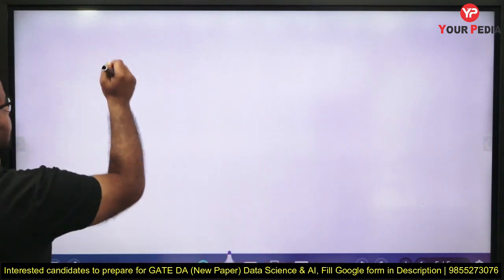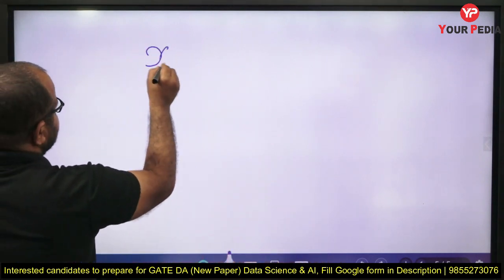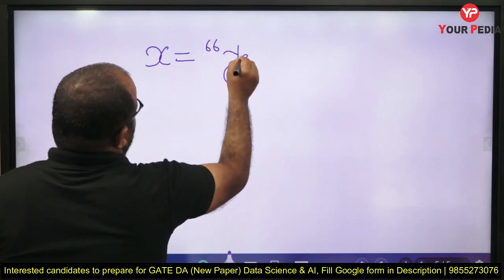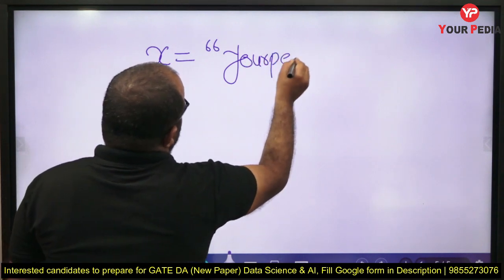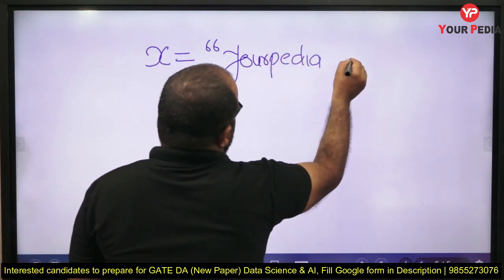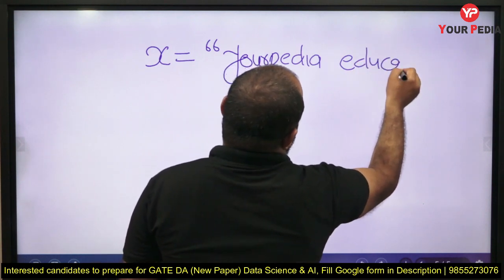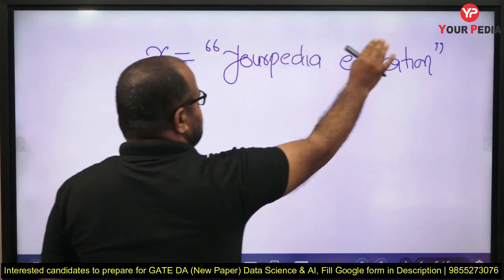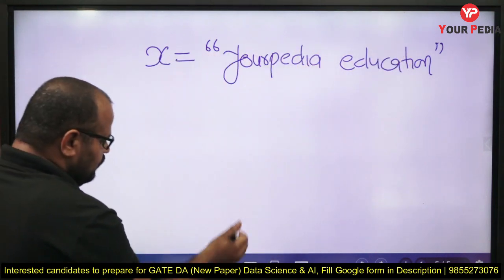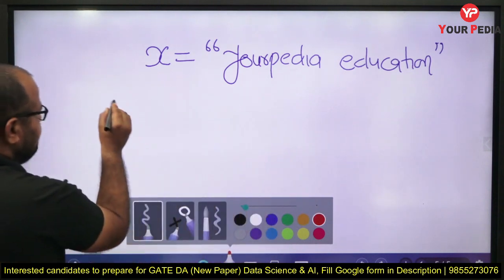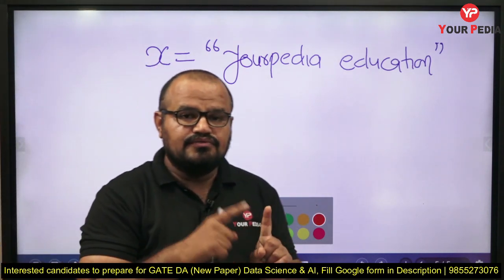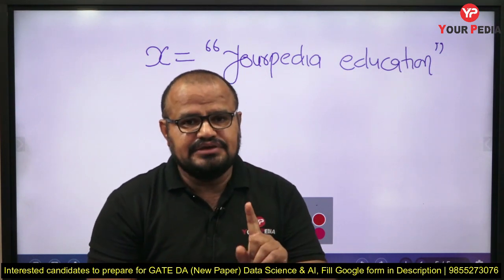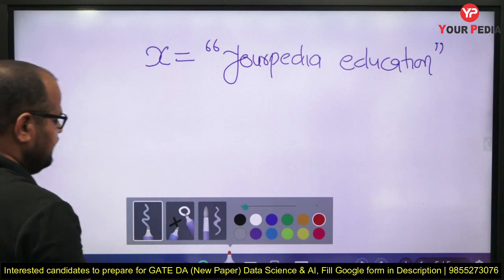See, my dear students, here I am writing a variable x, and assigning it some value, that is YourPedia education, closed, because I started with double quotes, I end with double quotes. Now we are going to use a keyword. Previously we learned that we cannot use a keyword as a variable name. So the first keyword we are going to introduce is in.